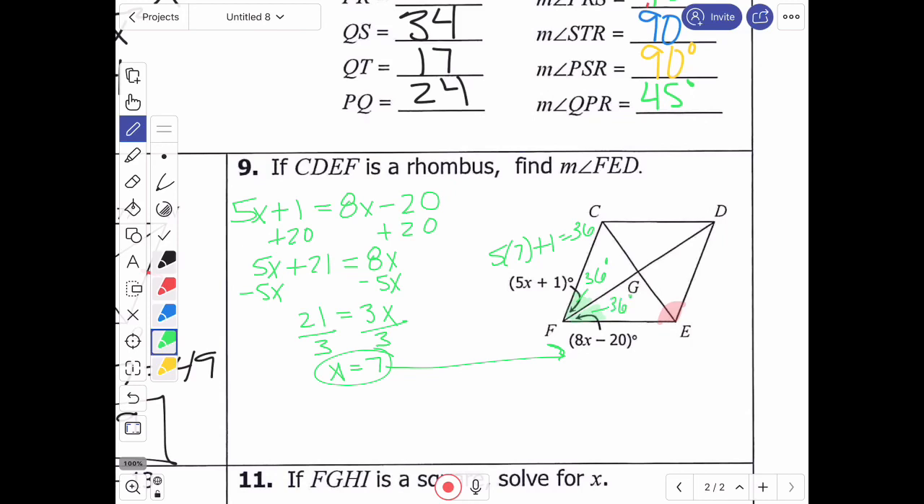So together they would be 36 plus 36 equals 72. So together they're 72 degrees. So I'm going to make note of that on my picture.